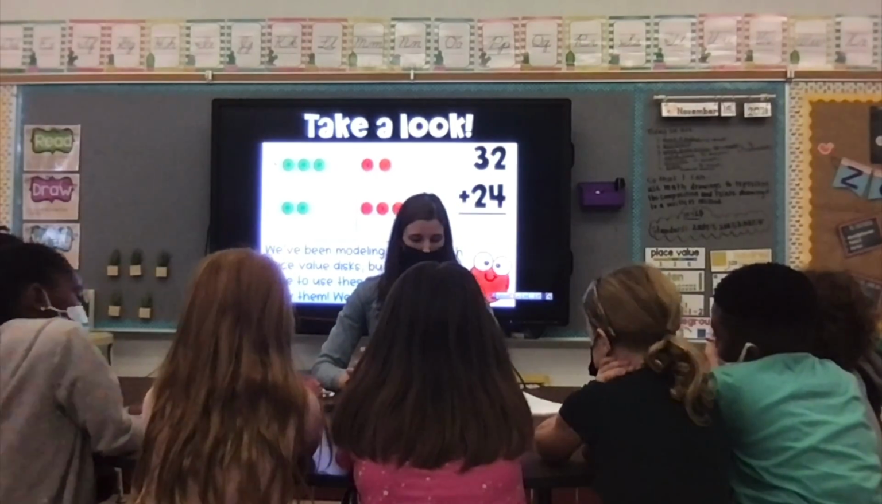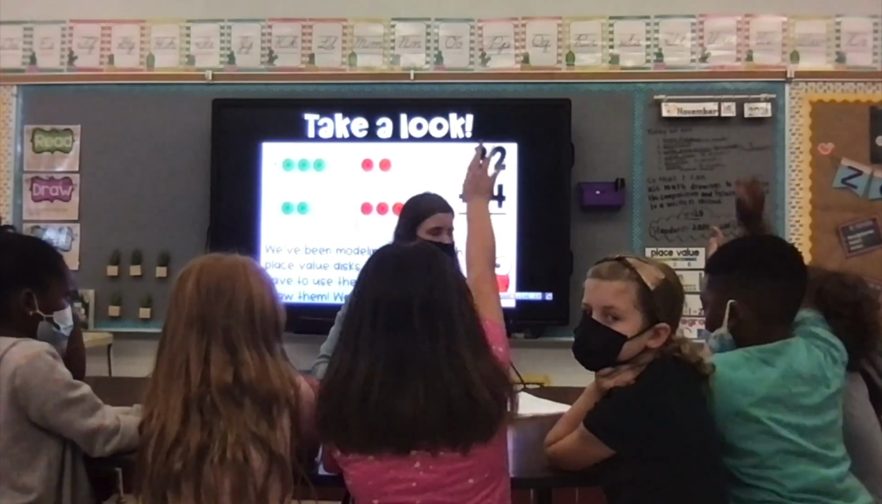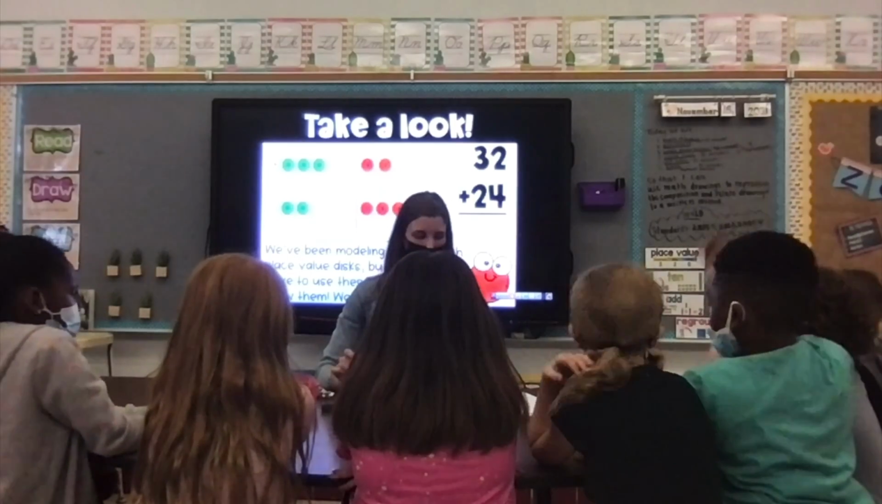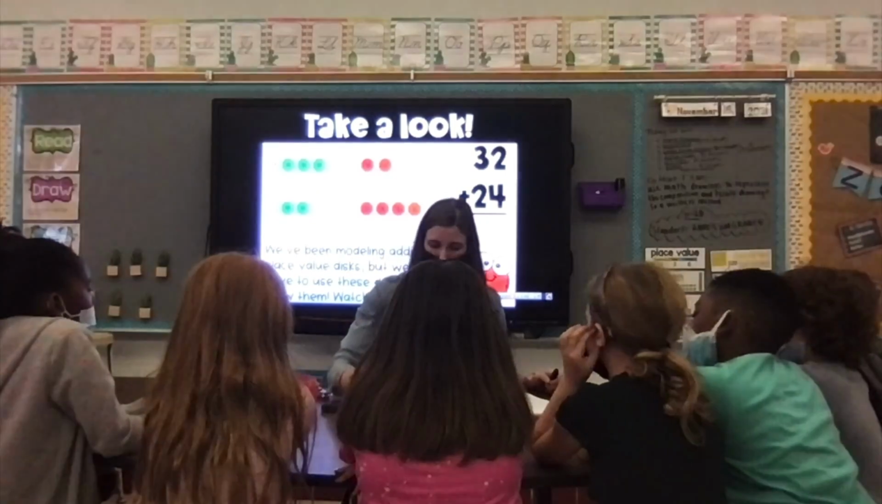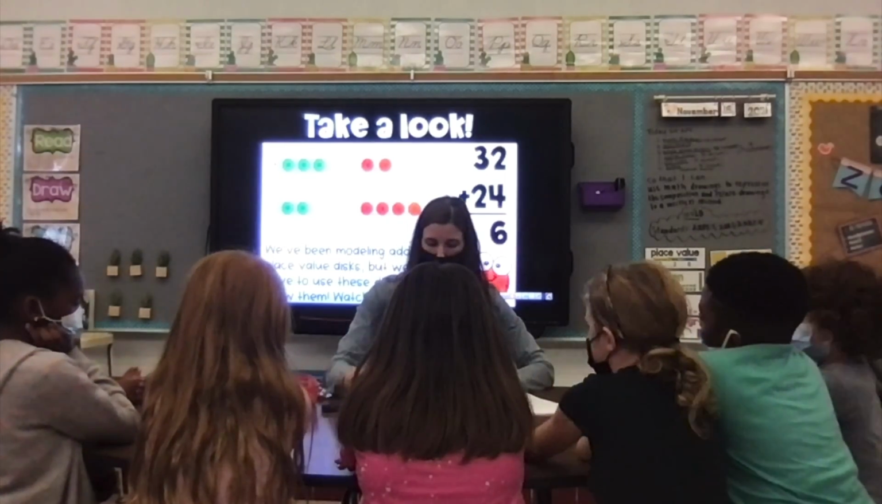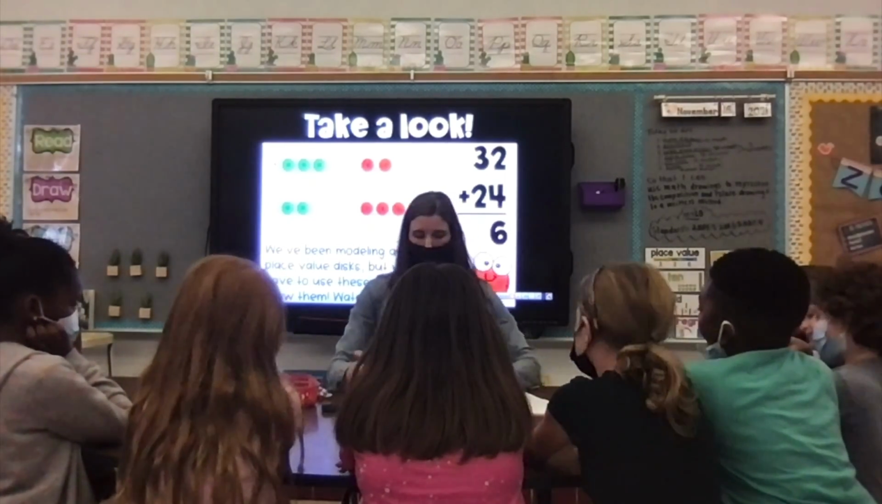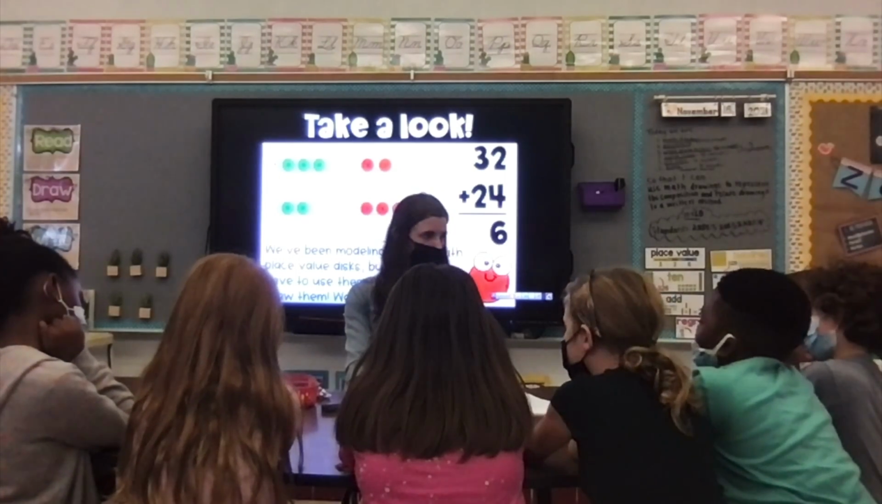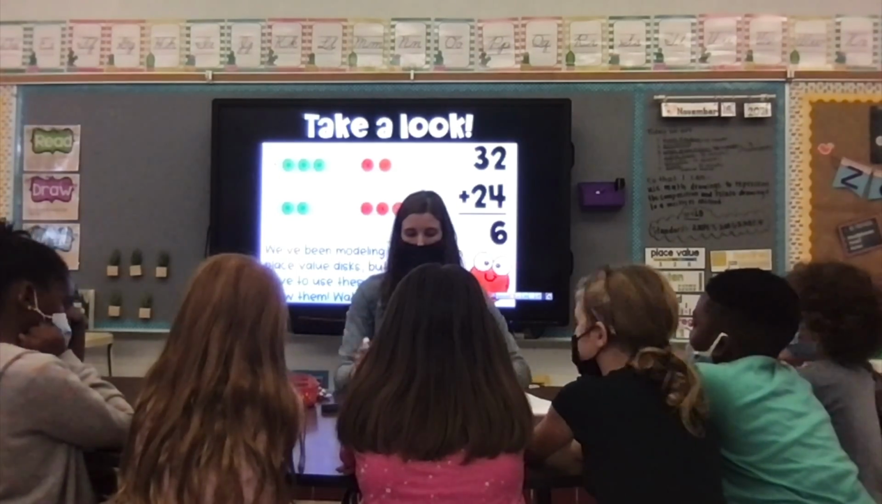But let's add up. What is 2 1s plus 4 1s? 6 1s. It is going to be 6 1s. Do I need a bundle of 10? No. Right? And so for my 1's answer, I'm going to write it just below my 1's. So all my 1's are stacked up on top of each other. You see that? Alright, now where do we go to add next?